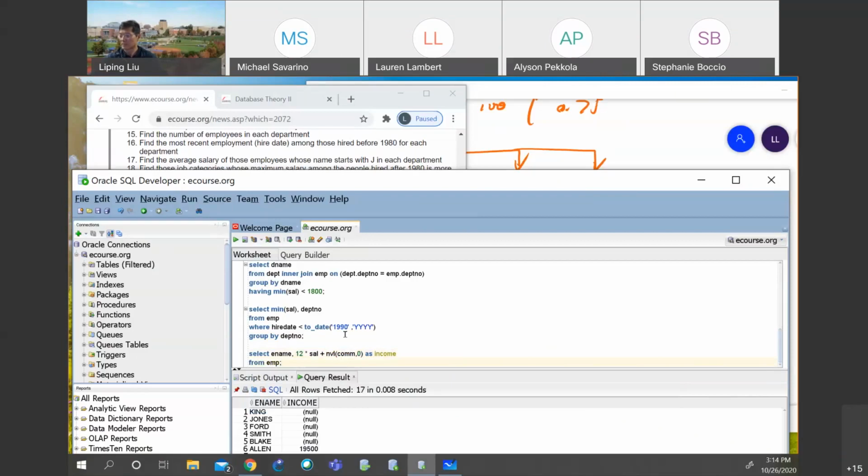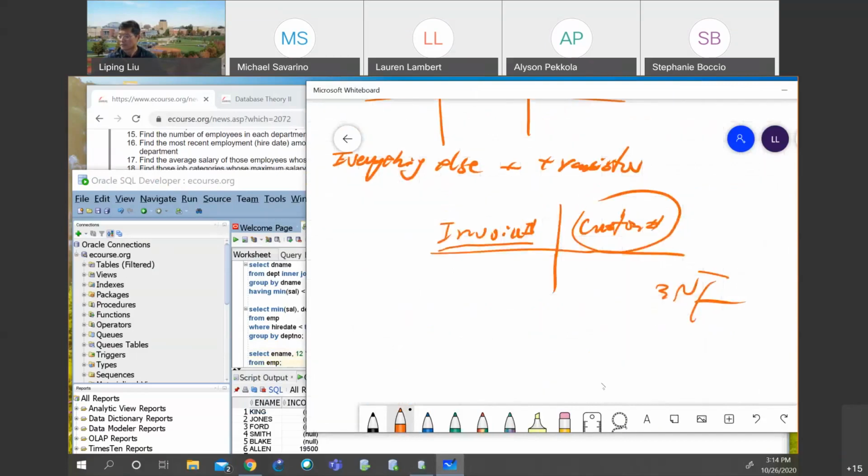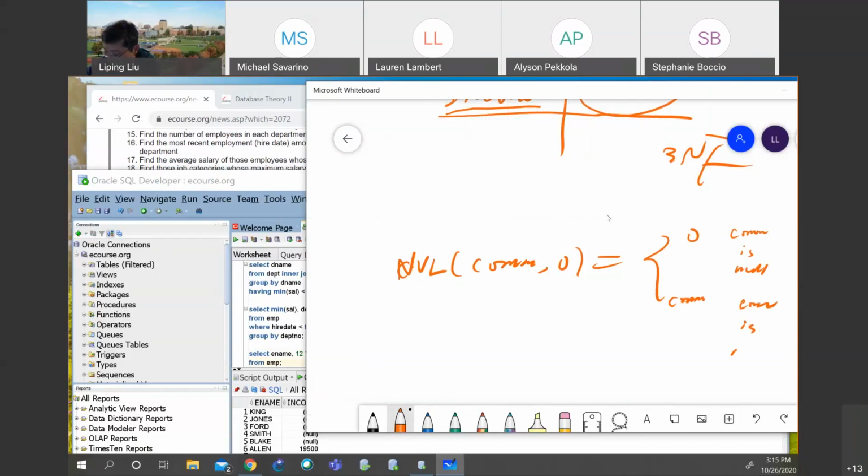Okay. Did I talk about NVL functions in class? Sometimes I have a confusion because I have several classes. So in this case, NVL(com, 0), what does this do? This will turn null to zero. So if com is null, we get a zero. Otherwise, if com is not null, then we use whatever value com has.